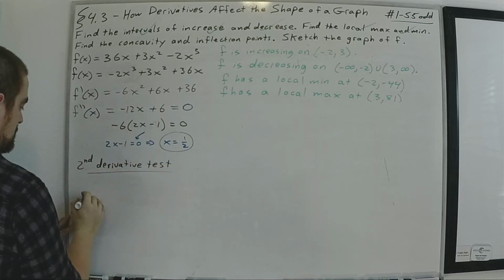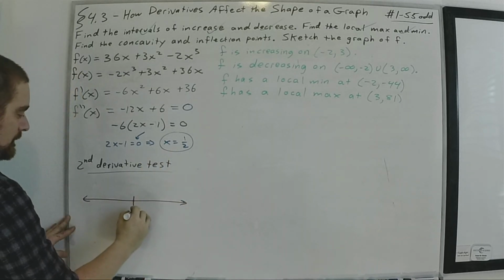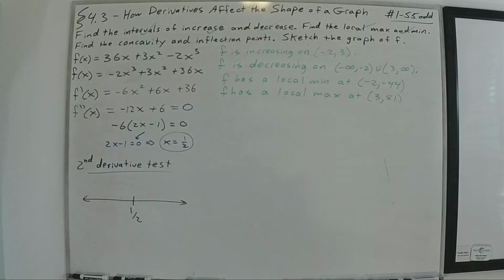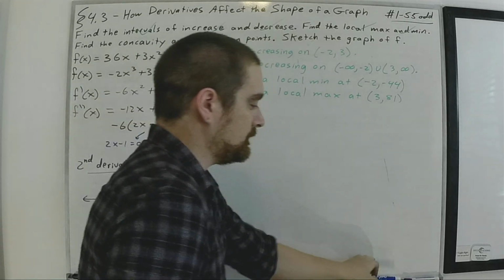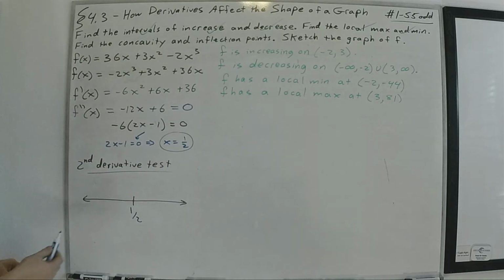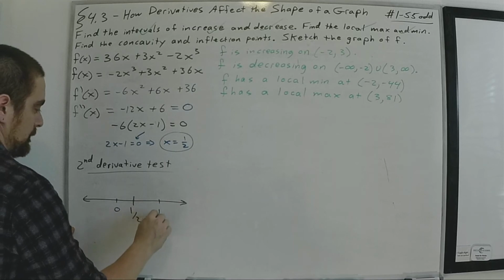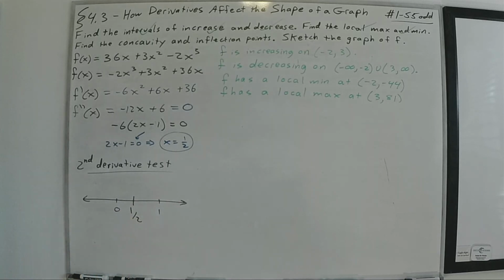So that means I'm going to draw my number line. I only have one number to put down, and that number is 1/2. But I need to test to the left and to the right to check for concavity, because obviously I have to give them the concavity. So again, I'll pick 0, and I'll pick 1, some really nice numbers.